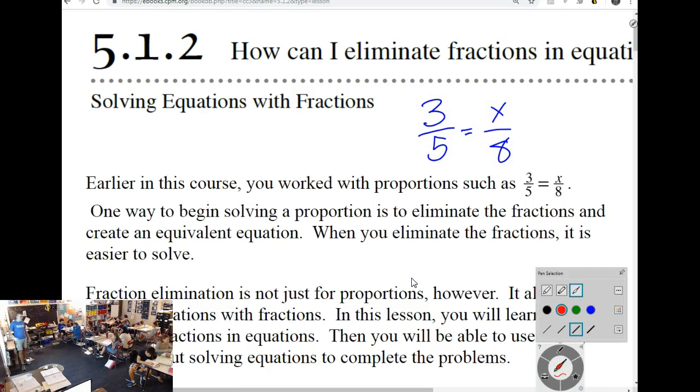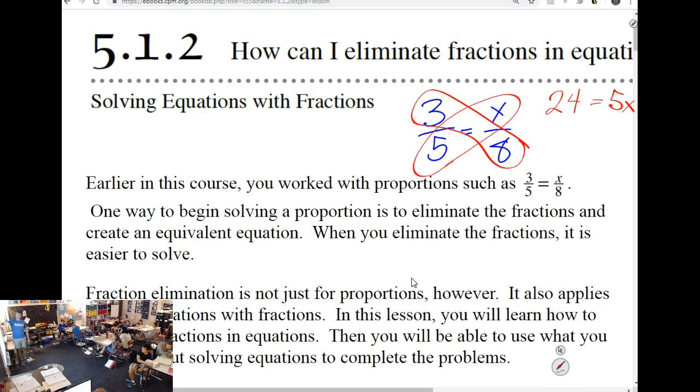Here, back with what we used to know, we would say, okay, 8 gets multiplied by 3, that makes 24. 5 gets multiplied by x, and now I don't have fractions. Right? Now I got rid of the fractions that are involved in my problem. So please write that down, draw those circles. Or some teachers had you drawing lines that connected them. If that's what you got used to in 6th grade, you can do the connecting lines.